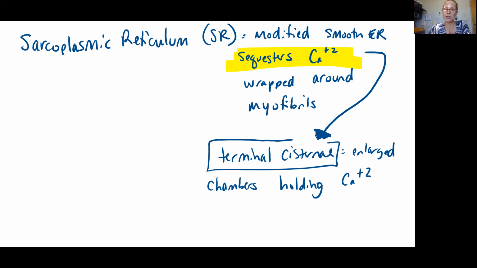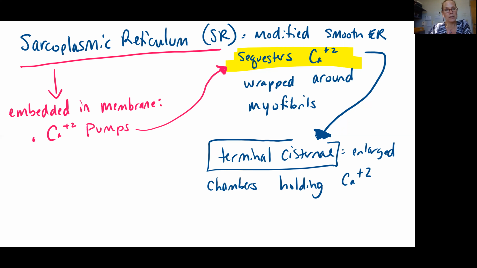I'm going to show you a picture from your textbook in just a few minutes so that you'll be able to start getting that visual. When we're talking about the SR, we will have enlarged chambers in the SR called terminal cisternae. That's the plural form. Just terminal cisterna with an A ending is singular. This is where all that calcium is going to be stored.